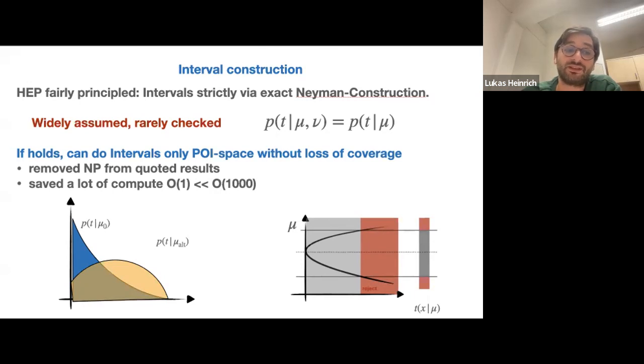It's something that is rarely checked, but you really gain a lot computationally, because as we said in the beginning, there are many, many fewer parameters of interest than nuisance parameters. So doing a Neyman construction in 1,000 dimensions is completely hopeless, but doing it in 1 dimension is very, very possible. Okay, so that's interval construction.